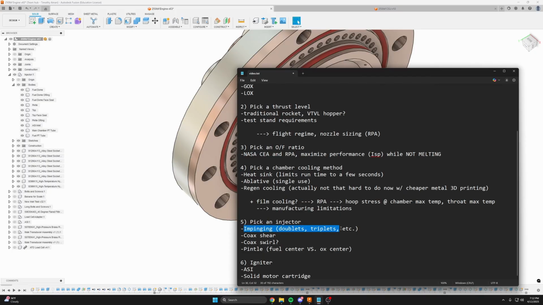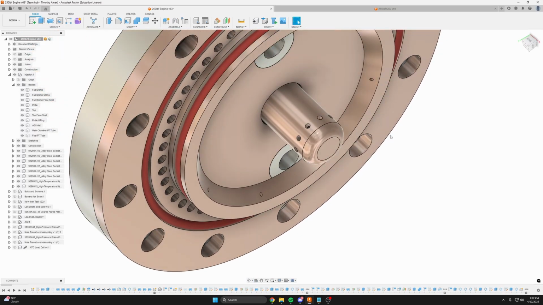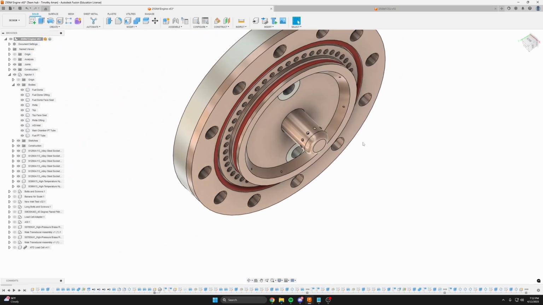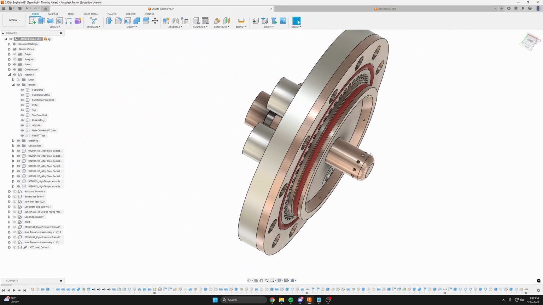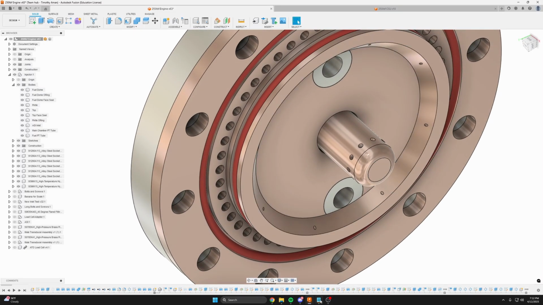I have not designed one of these injectors before, so I may not be the best resource for that, but I can link a couple papers about these as well, and I'll link a couple papers that helped me design this Pintle engine or Pintle injector. There are certain rules you want to follow, like the length of the post before you hit the holes. So I'll link a couple papers on that in the description as well.